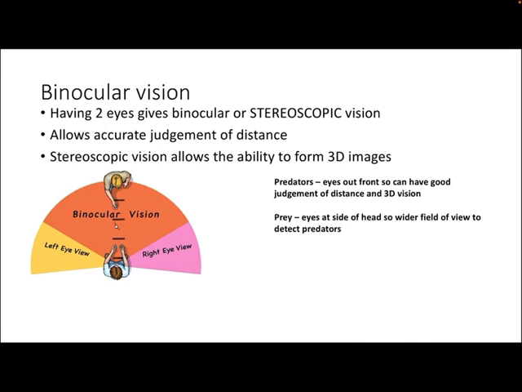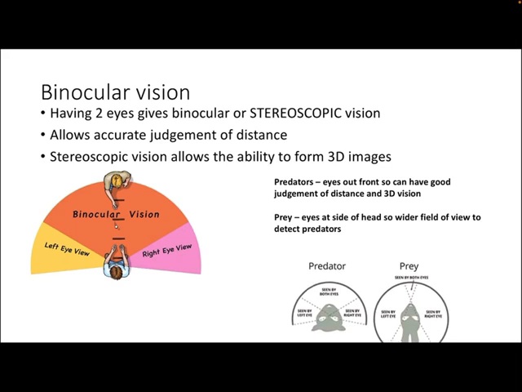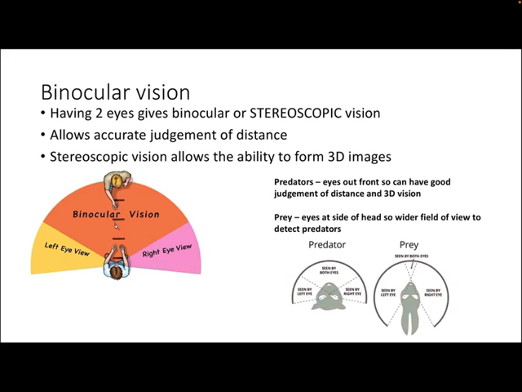Predators have their eyes out front so that they have good judgment of distance and 3D vision, whereas prey have their eyes at the side of their head because it's more important for them to have a wider field of view so that they can detect the predators. So that is the eye.